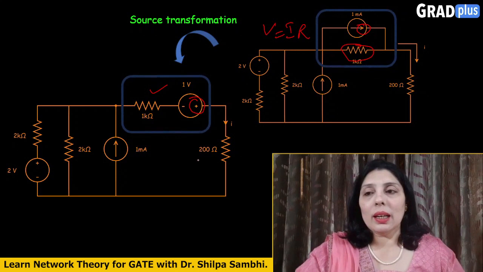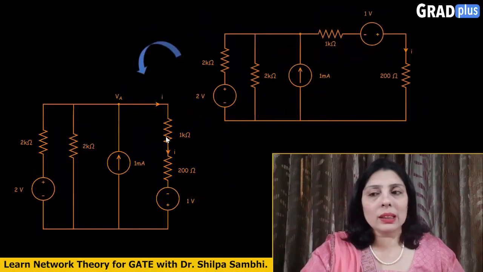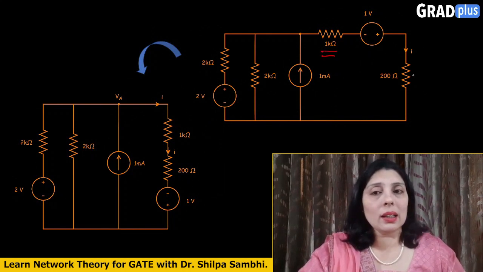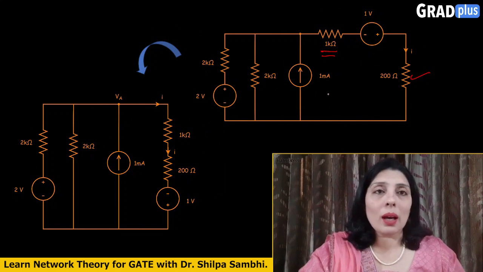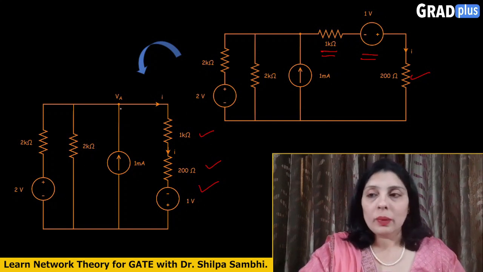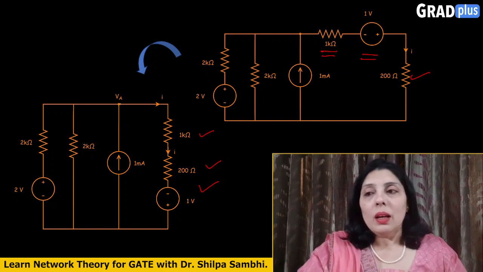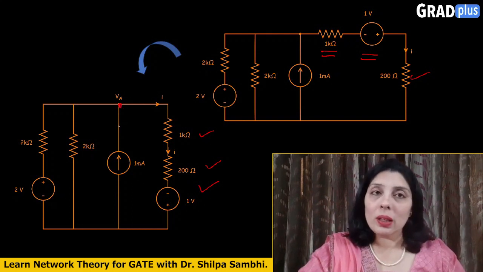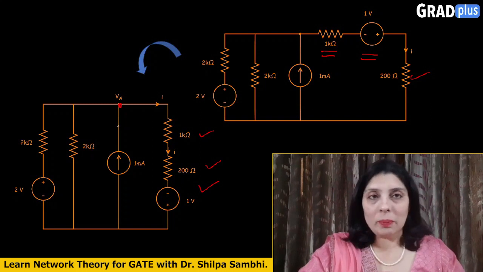Now just adjust the components and redraw the circuit here. You will see that this resistor and this resistor, they both are in series to each other. So we have just simply placed them close by, and this 1 volt voltage source is appearing like this. So we have just redrawn the circuit here. Now we can assume a common node here, and let's say the voltage at this node is VA.